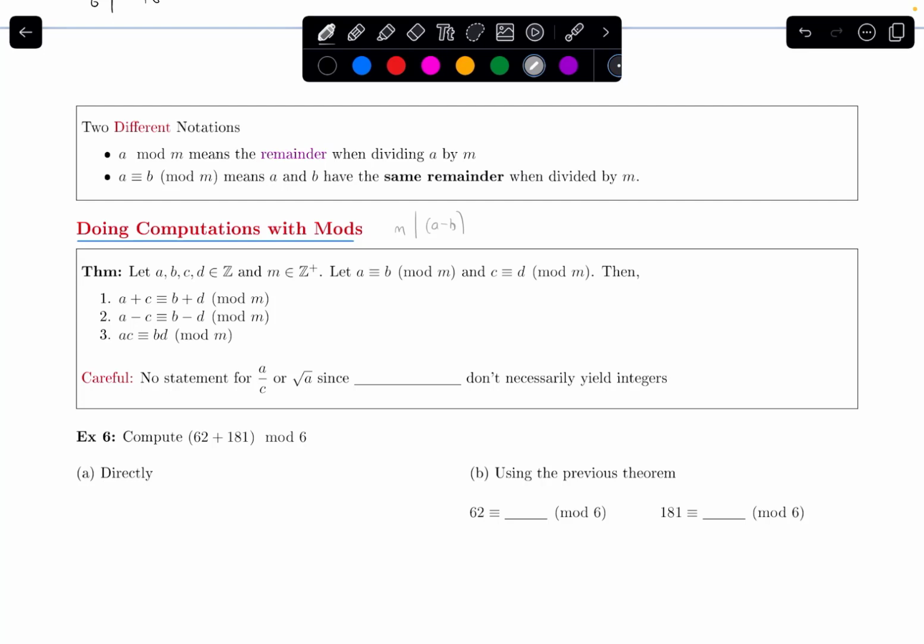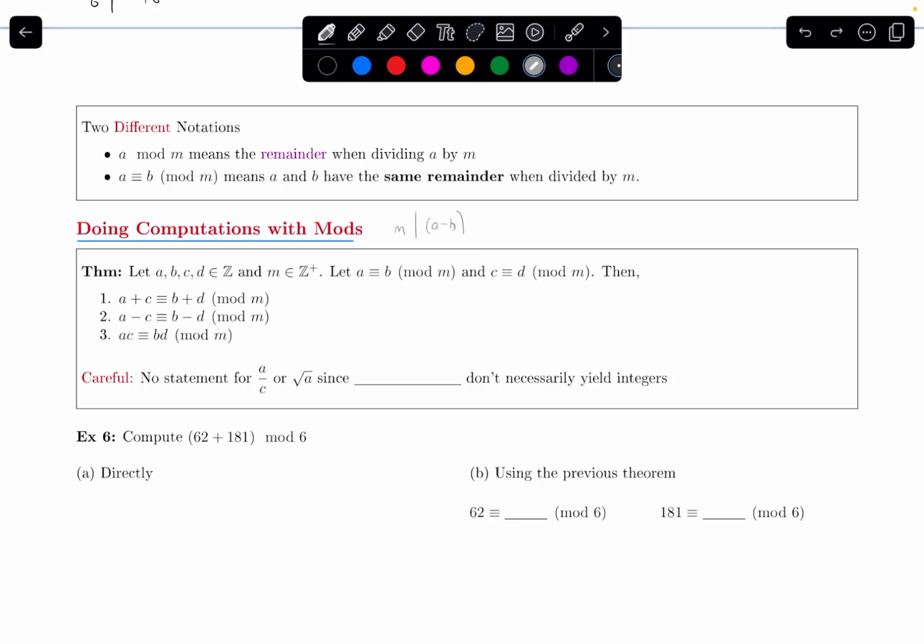So if that's true and c is congruent to d mod m, meaning both c and d also have the same remainder when divided by m, well then it turns out we have the following three things. If you add the left-hand sides together, a plus c, that's going to be congruent to if you added the right sides together to get b plus d. So those will be congruent to each other, mod m. And similarly for subtraction, if we subtract the two sides, and also it turns out you can multiply these two things together to get ac is congruent to bd mod m.